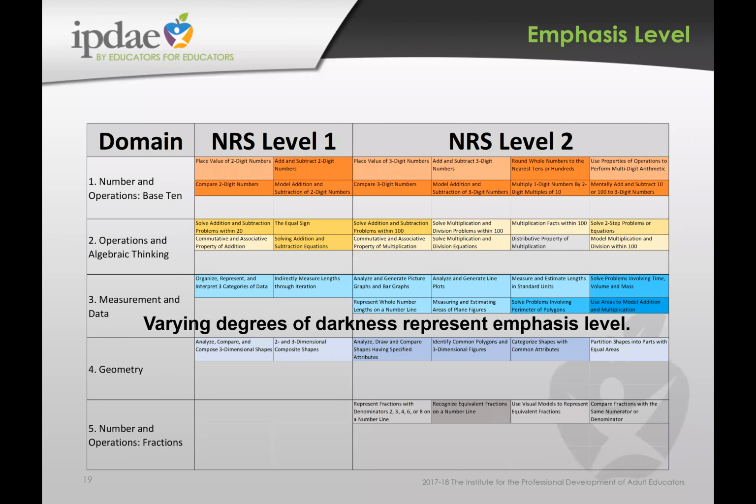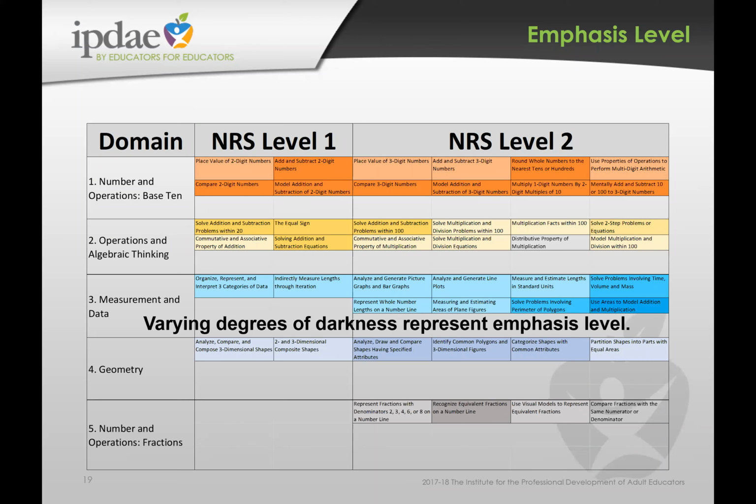As you can see, there are varying degrees of darkness. You have very, very light orange if you're looking at domain 1, then it goes slightly darker, and then really dark orange if you're looking at the big matrix. That denotes the emphasis level, and as you go darker, it's higher. The darker you go, the higher the emphasis level.